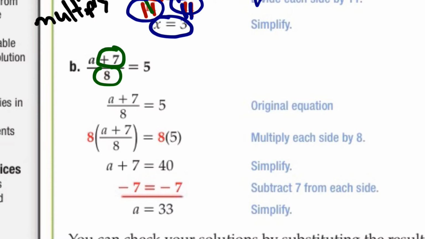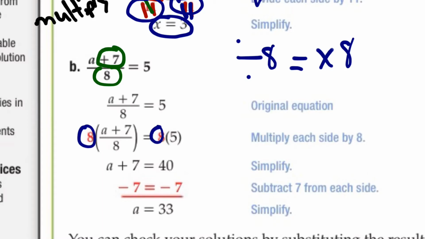So here's what I'm going to do. The opposite of dividing by 8 equals multiply by 8. So we're going to multiply by 8 not just on one side, but on both sides. Now, why am I doing that? Well, if we take a look right here, 8 times a plus 7 over 8 is going to cancel.